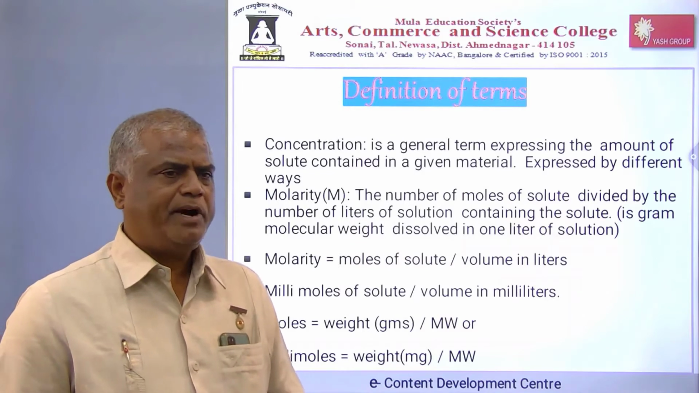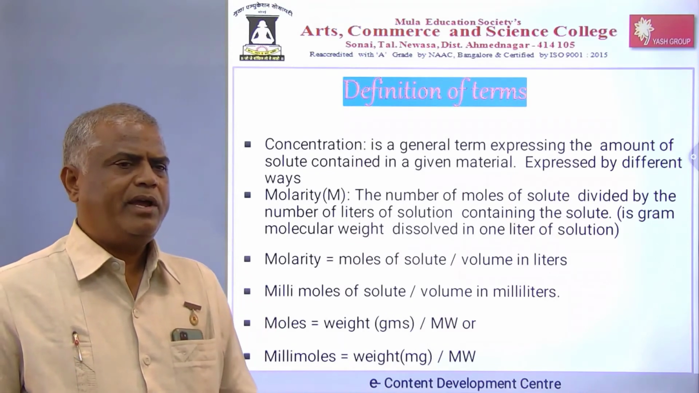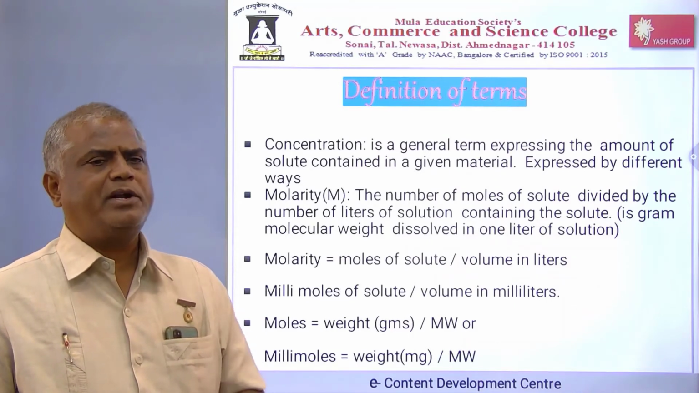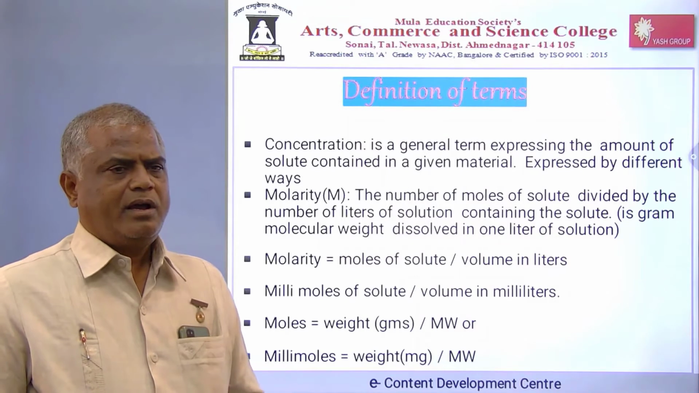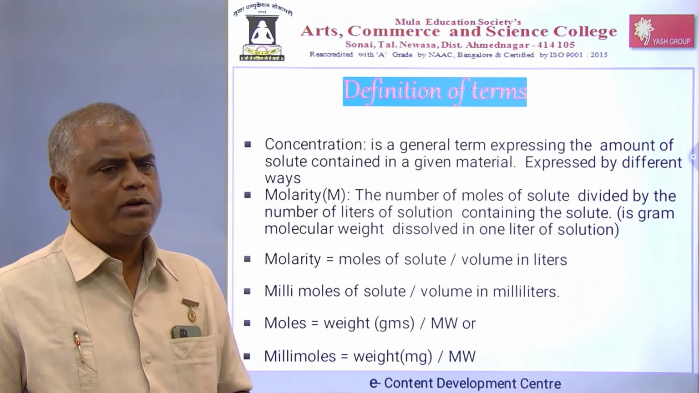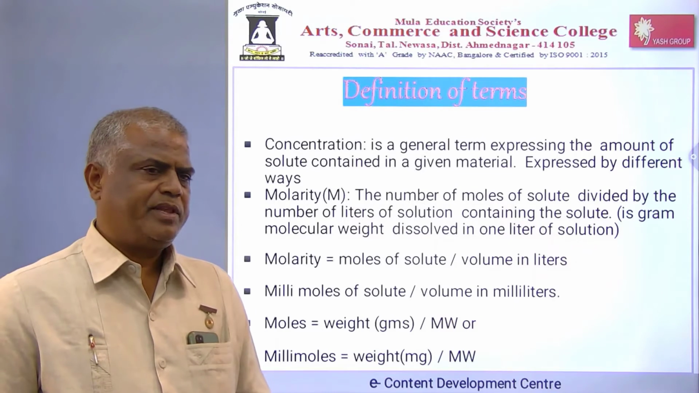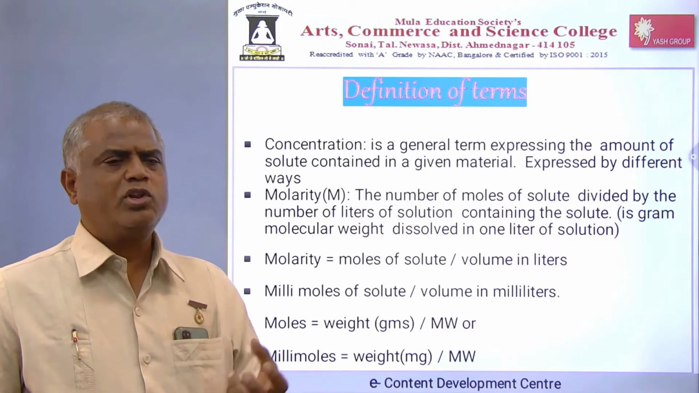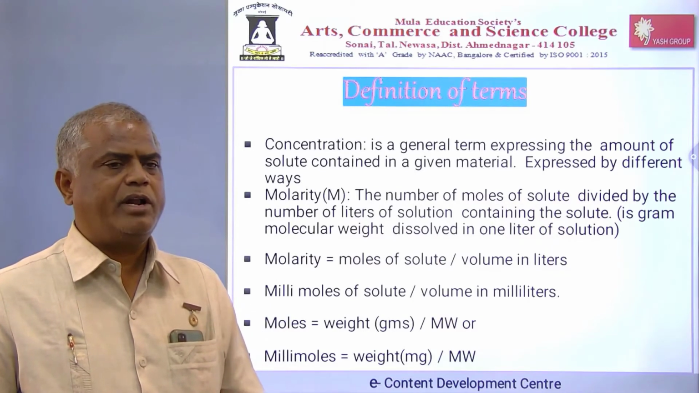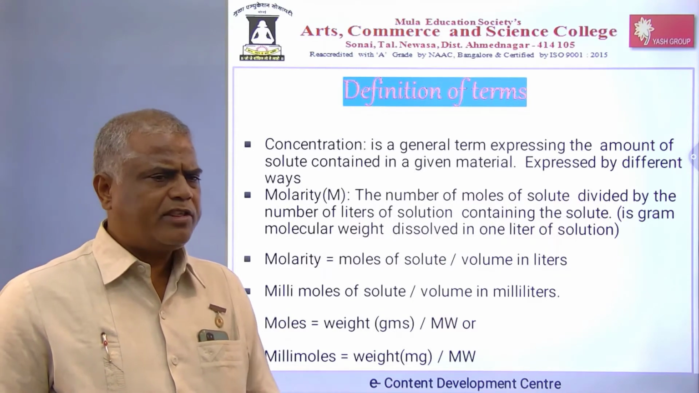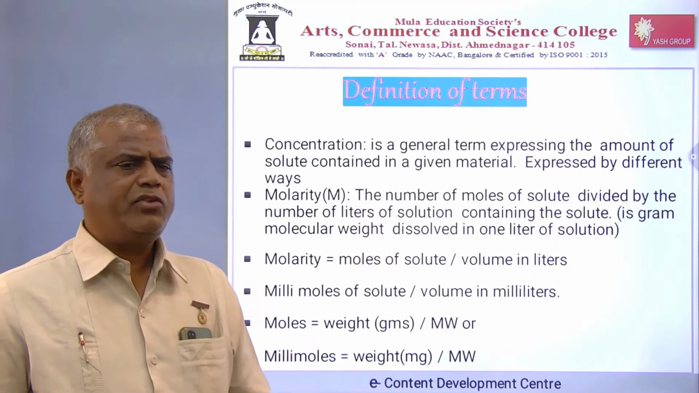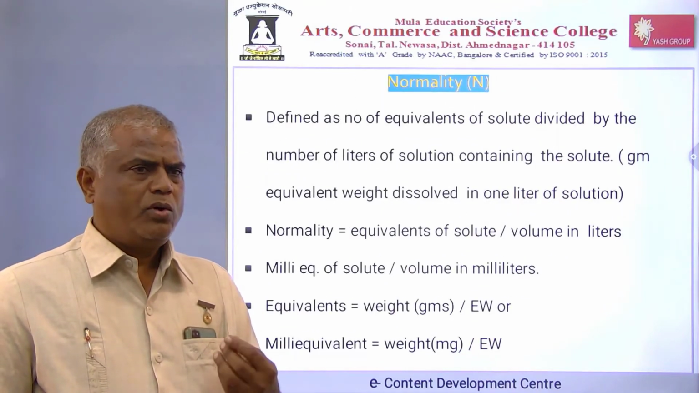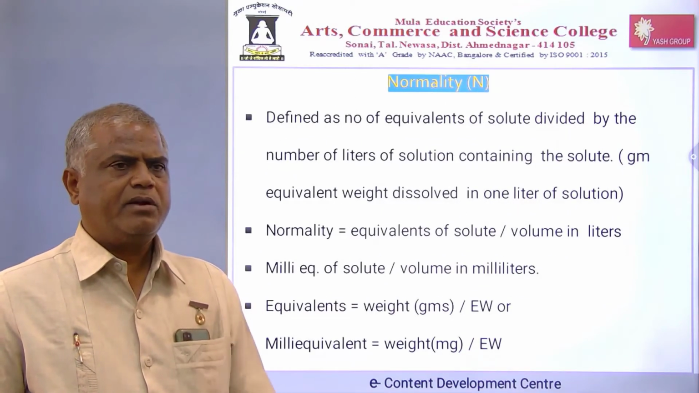Now molarity is defined in a simple way: the number of moles of solute per volume in liters, as well as millimoles of solute per volume in milliliters. Then what are moles? How are moles calculated? Moles are calculated by the formula weight in grams divided by molecular weight. Then millimoles are found by the formula weight in milligrams divided by molecular weight. Now normality is the second term for expressing the concentration of a solution.